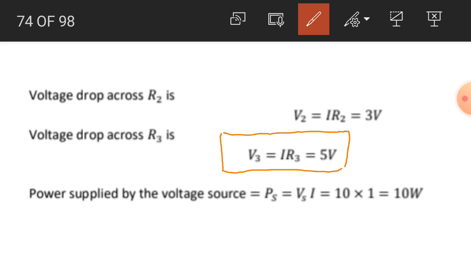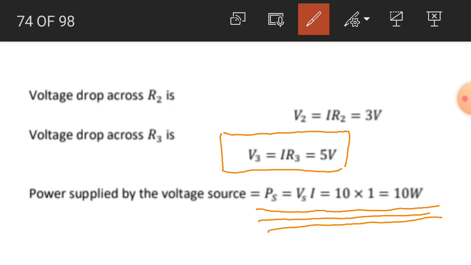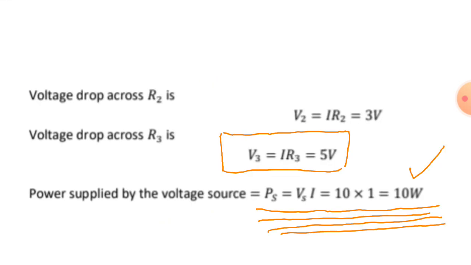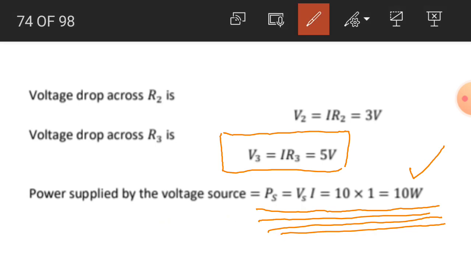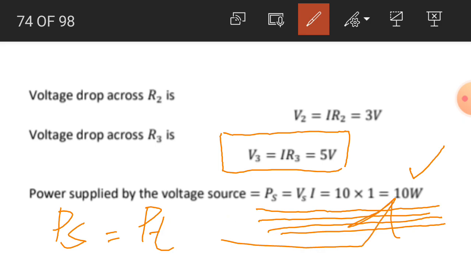The power supplied by the voltage source will be equal to Vs I. So the voltage across the source is 10 volt and the current in the entire circuit is 1 ampere. So the source supplies a power of 10 watt. And according to the law of conservation of energy, the power supplied by the voltage source will be equal to the power taken by the entire circuit. So the power taken by the entire circuit will be 10 watt.